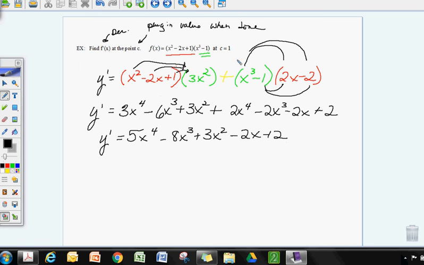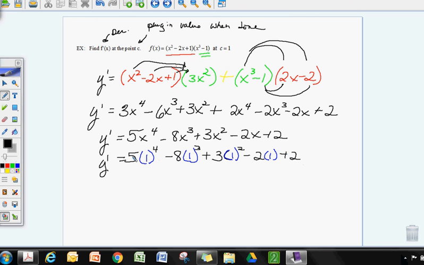Okay, so now I have to plug in that c value. So wherever I see x, I plug in 1. So 5, oops, there's an x. I plug in 1, and I'm going to raise that to the 4th power. Subtract 8, oops, there's an x. I plug in 1, and that's going to be raised to the 3rd power. Plus 3, there's another x. I plug in a 1, and that is squared. Subtract 2, there's another x. And then plus 2.